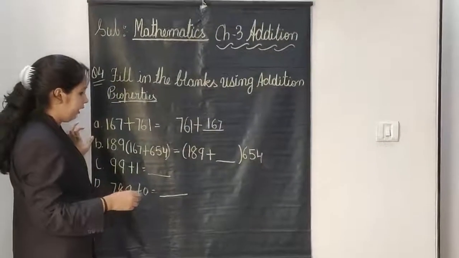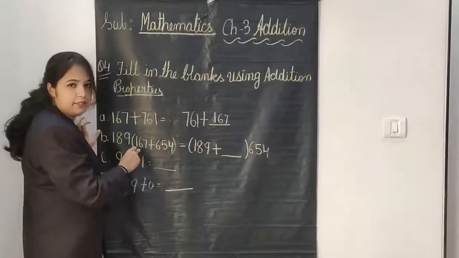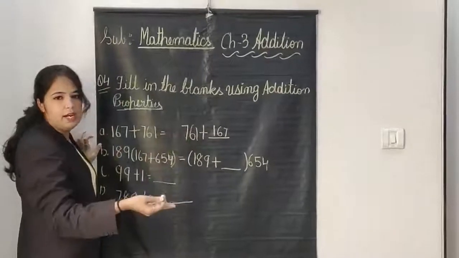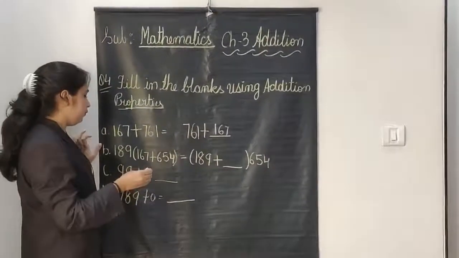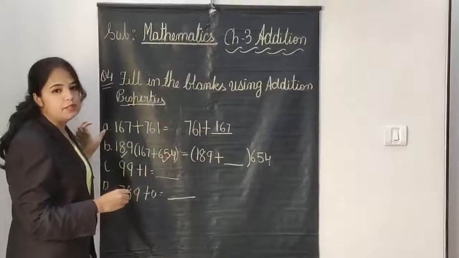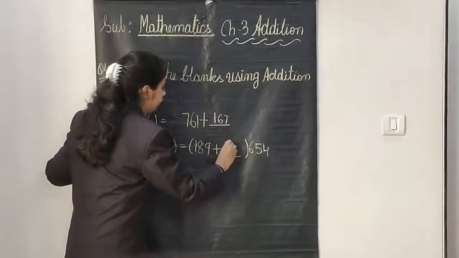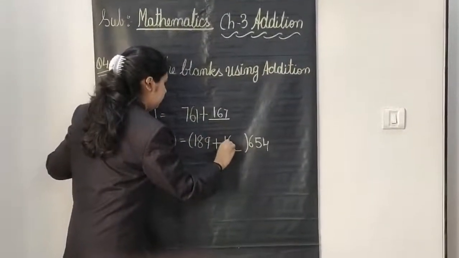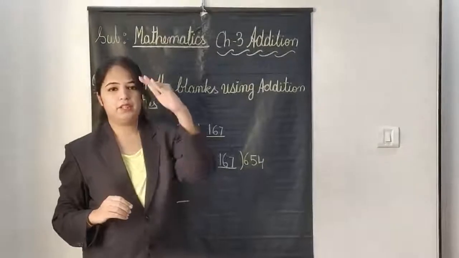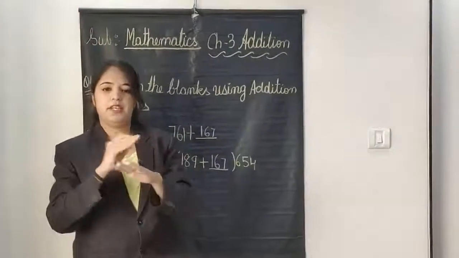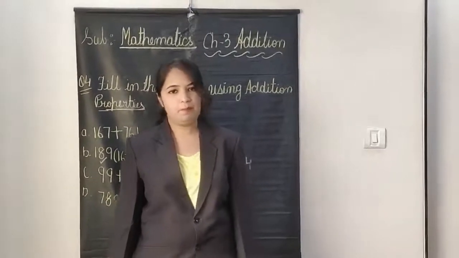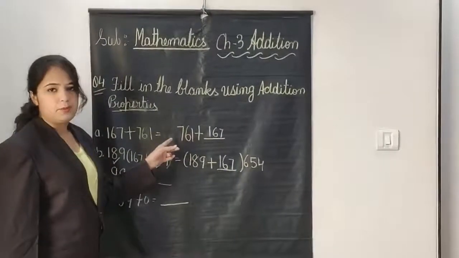So here you can see that in the bracket 167 is there and 654 is there, whereas 654 is outside. This number is also there in the answer. This number is also there. So which number is remaining? Yes, 167. So in 3 addends also, whether we group the first addend, second addend or third addend, if we interchange the place, there is no change in the answer. The answer will always remain the same. So this is the first property and second property.